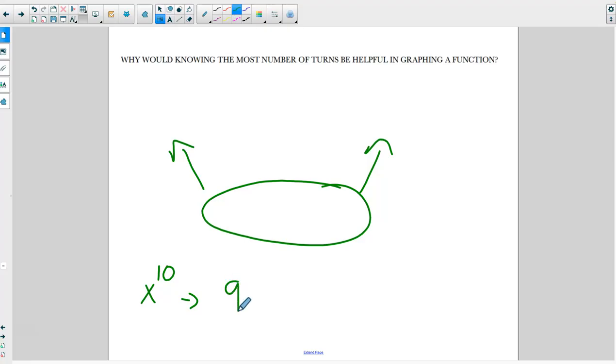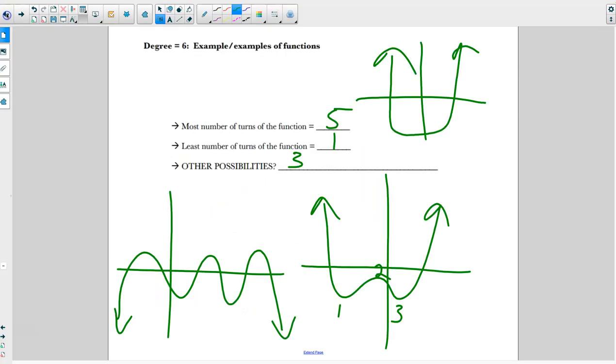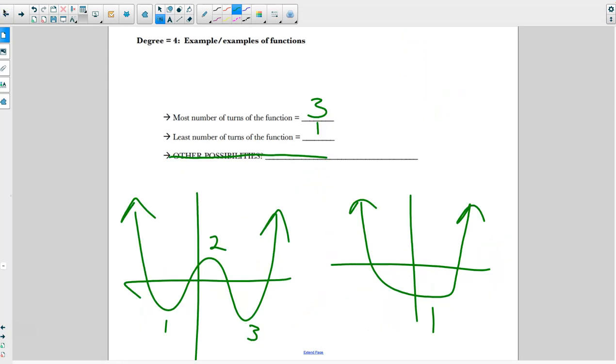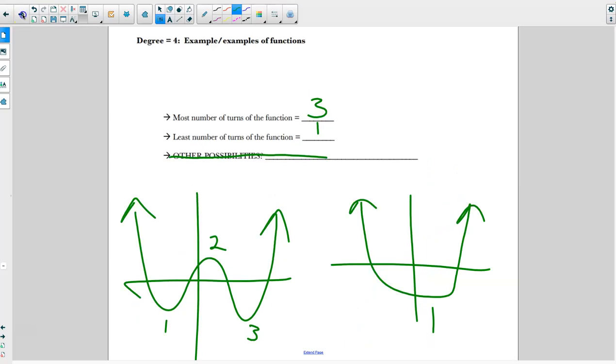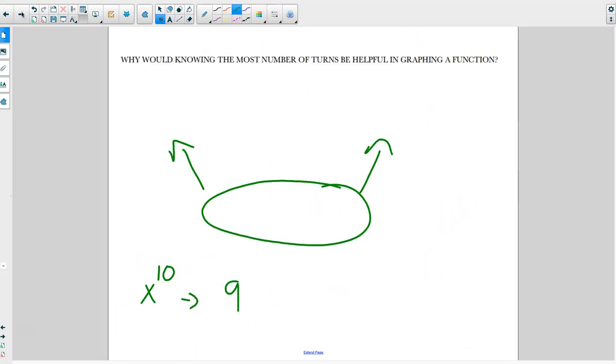But then if I asked you to list off all the possible turns, what would they be? It would be 9, then it would be... Let's think about how these turns go. I went 5, 3, 1. I went 4, 2, 0. 3, 1. 2, 0. What are they changing by? By 2. So if I start at 9, it's going to be 7. I could also do 5, I could also do 3, I could also do 1. Could I do 0 turns? No.